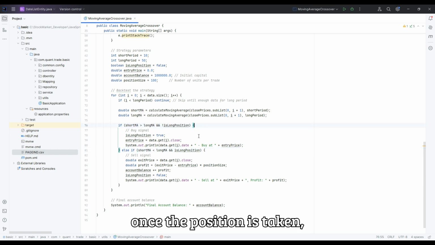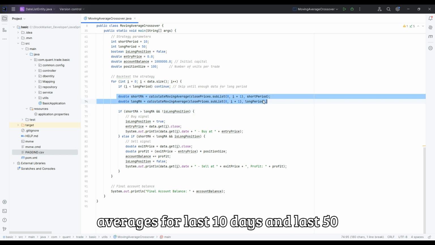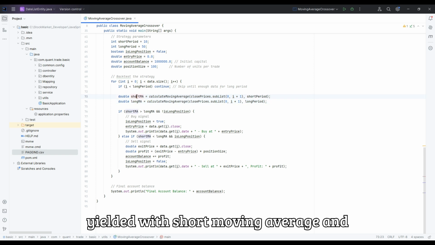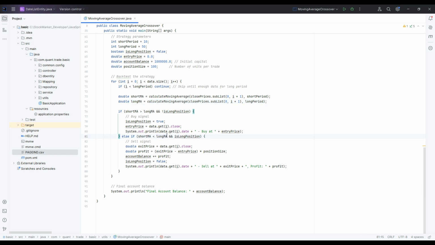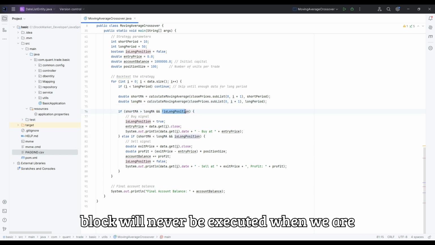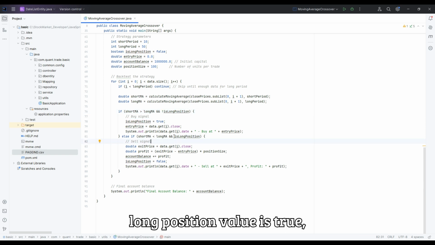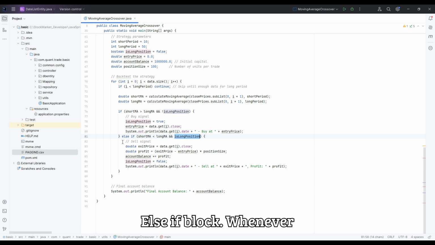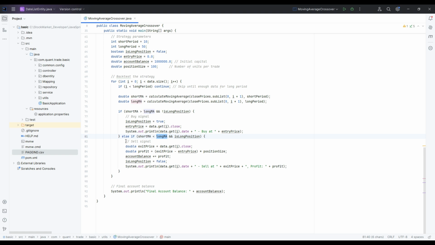Once the position is taken, we'll again start calculating the moving averages for the last 10 days and last 50 days, yielding the short moving average and long moving average. Over here, since we have taken the position, this block will never be executed when we are in an open position. When the long position value is true, the only block which will be executed is the else-if block. Whenever the short moving average falls below the long moving average, we will go ahead and sell the stock.